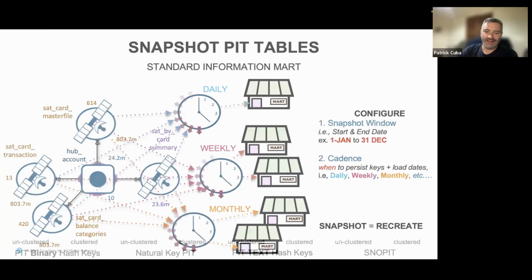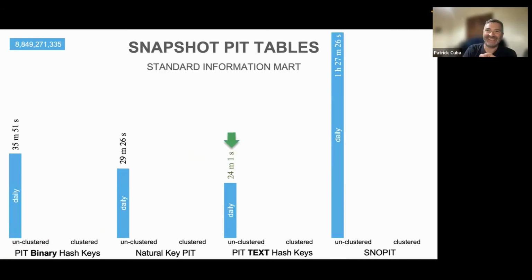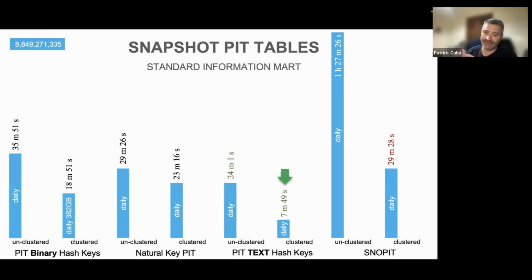So for the join performance, it was horrendously bad, for lack of a better word. Somehow the text-based pit hash keys was the standout performer, but it was slower than joining content together without a pit. You know, it ran for 24 minutes. Our best time was 16 minutes without a pit. When I clustered it, Snowpit got better, 29 minutes. Clustered got better, under 16 minutes.